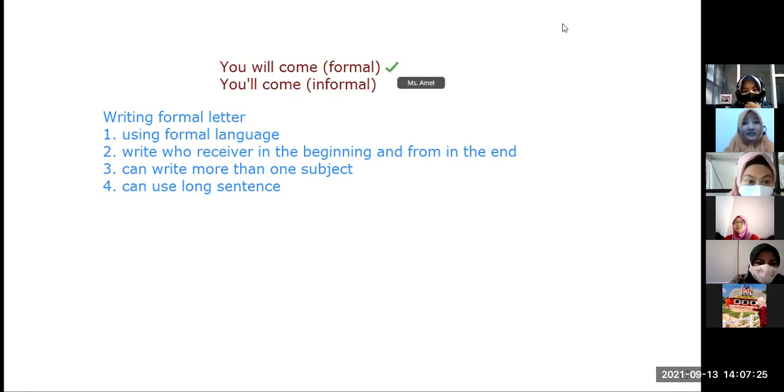Good. The receiver is at the beginning, "Dear Mr.", and the sender is at the end, "Yours sincerely, Miss Niall Peterson", for example. You can write more than one subject. Good, you can use long sentences. Good job. Thank you, Miss Rizky. Thank you so much for writing the rules for formal letters.